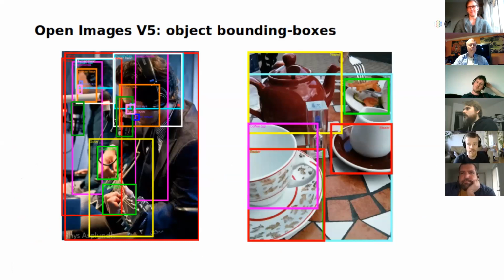There are bounding box labels in Open Images. These are a couple of examples. We can see it can be kind of busy and complicated. On the left, we have people with heads and eyes and noses and hands and guitars. So there are a lot of different objects that are all overlapping, and that can be quite an interesting scene. And then on the right, a more basic scene, like cups and saucers and so on.